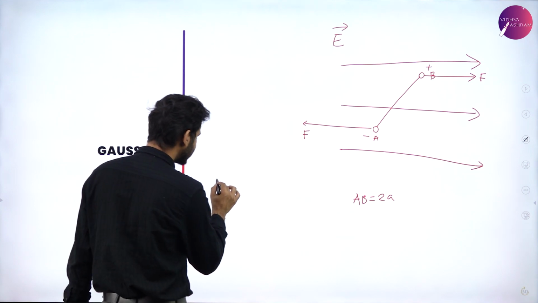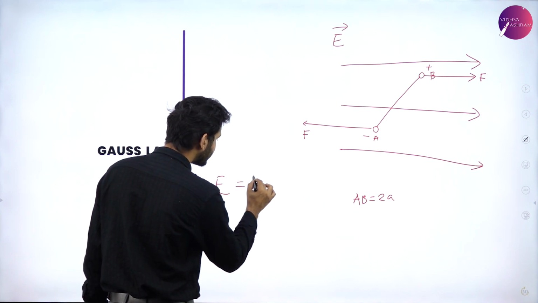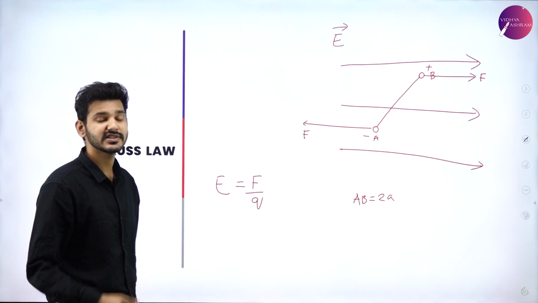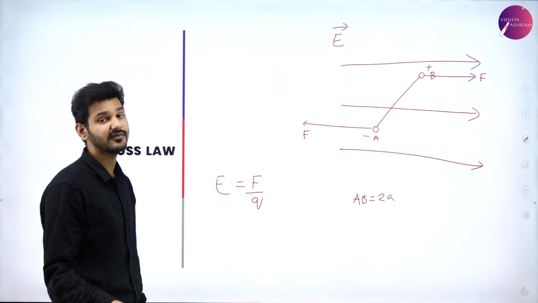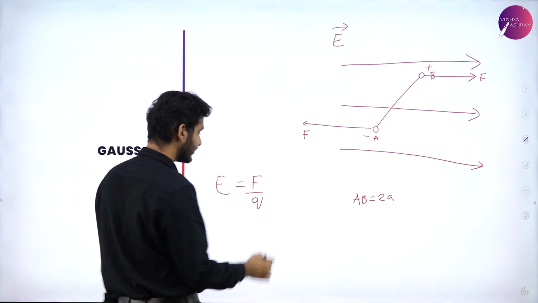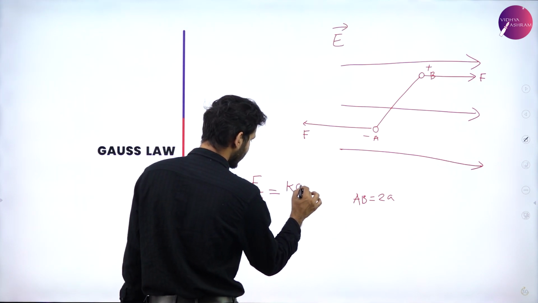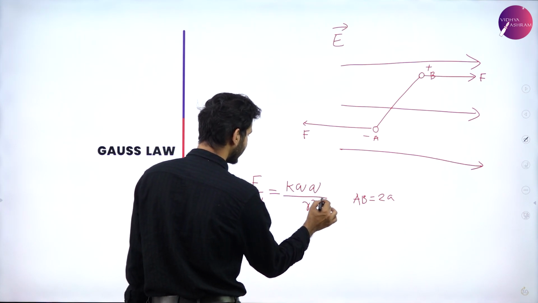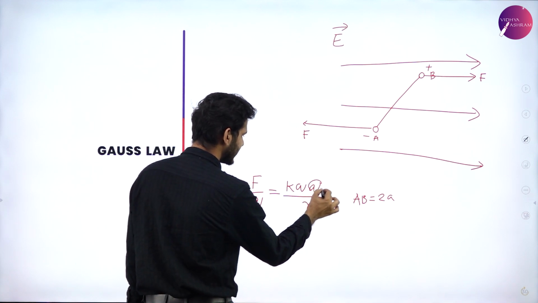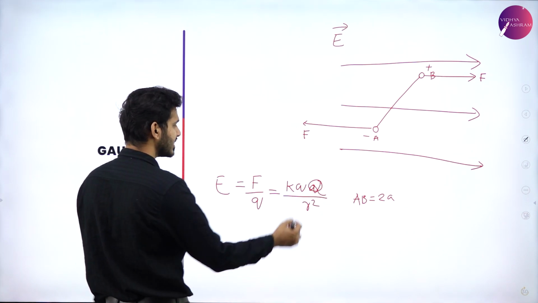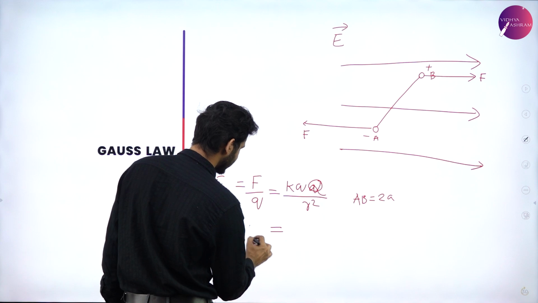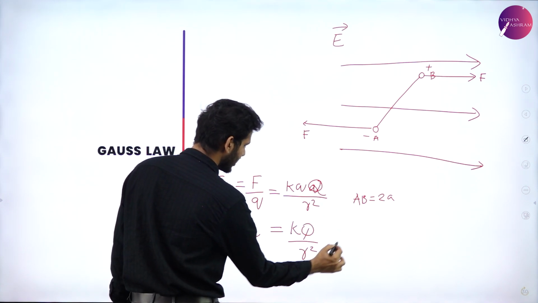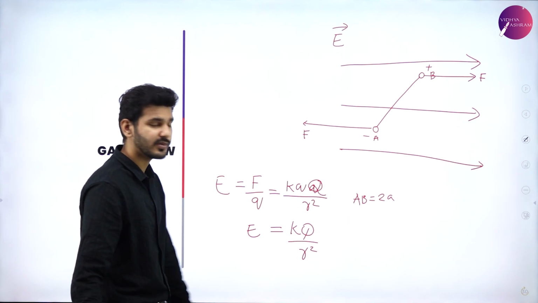So we know that electric field is the force experienced per unit charge, which was discussed in the earlier topics. And we know the equation for the force, which is K Q1 Q2 divided by R square, or we can say this is capital Q for simplicity's sake. So we can say that the electric field will be equal to K Q divided by R square.